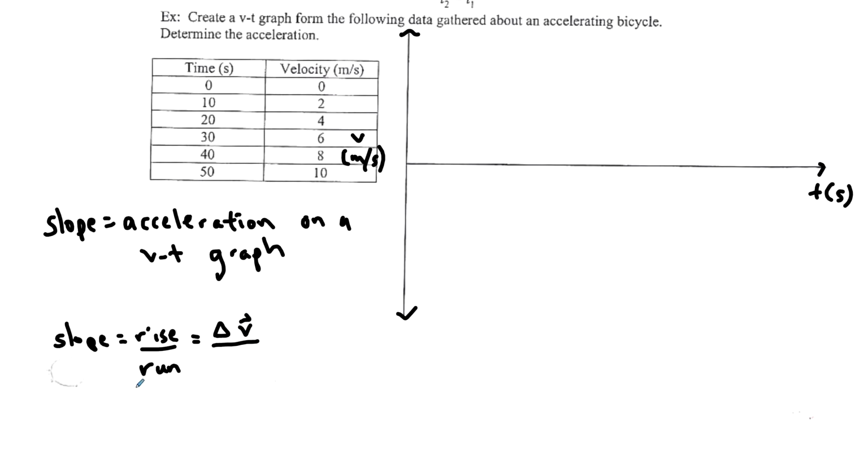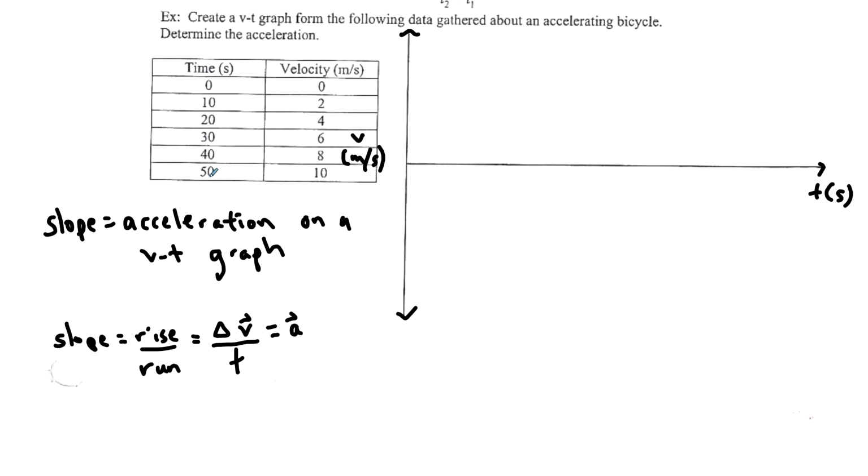And the run is the horizontal motion. So the horizontal motion is time. So a change in velocity divided by time is the same as acceleration. And we often just write this as VF minus VI instead of delta V. So that's why slope on a velocity time graph is equal to acceleration. So let's just plot the points on this graph, and then we'll calculate the slope, and then we'll also calculate the acceleration to see that they are in fact the same thing.